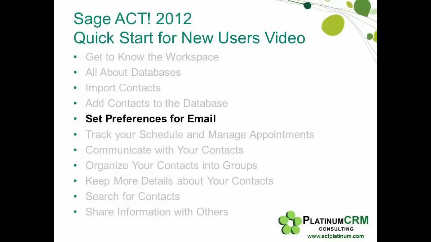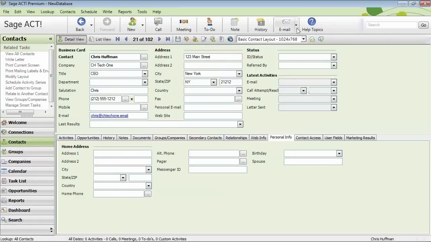Some default preferences are already set for you. However, you need to set up email to write and send messages. If you currently use Outlook as your email program, you can use it with Sage Act 2012. To set up email to use Outlook, on the Global toolbar, click the arrow next to Email, and then click Email Preferences.